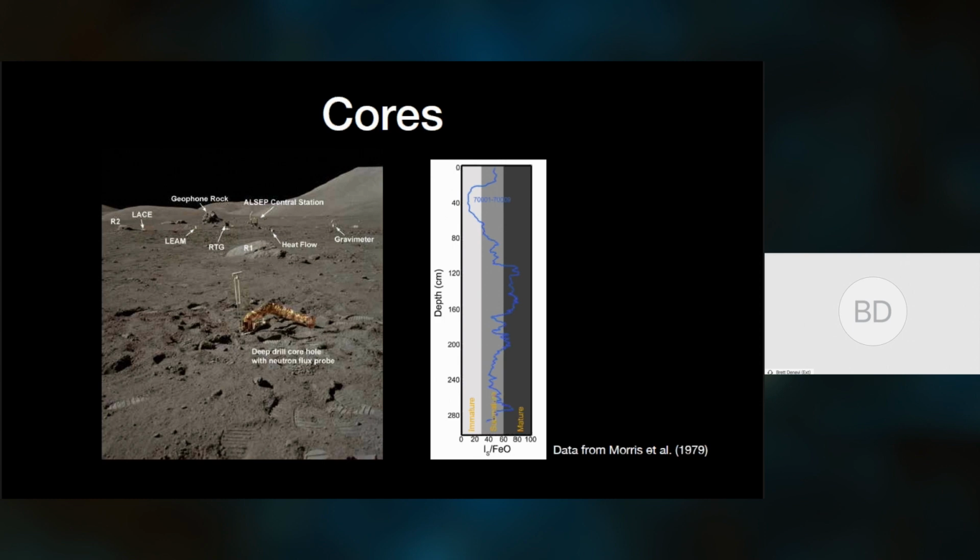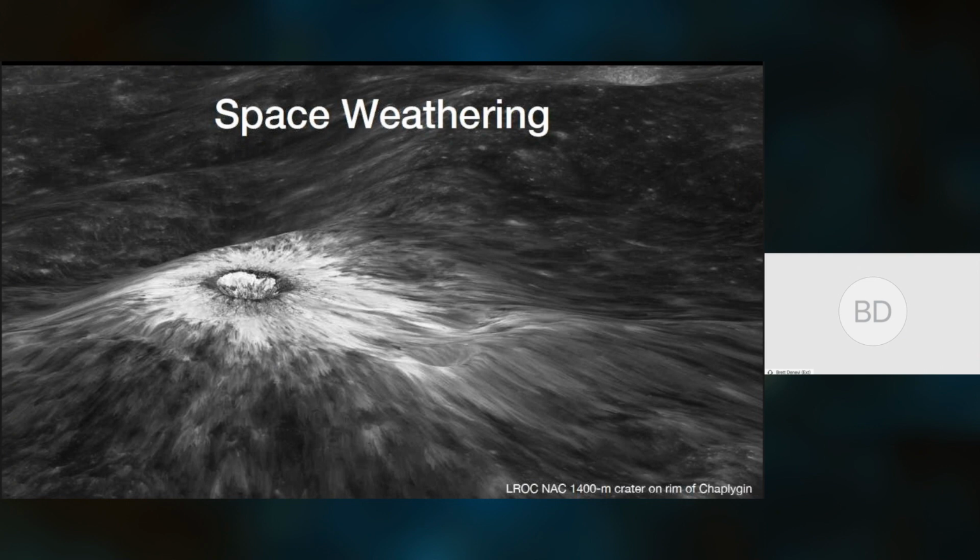So I would love to see cores on future missions that extend to much greater depth to get at that lower regolith, layers of paleo regolith, and then pair that with ground penetrating radar for context. Next slide, please. About 8 minutes.